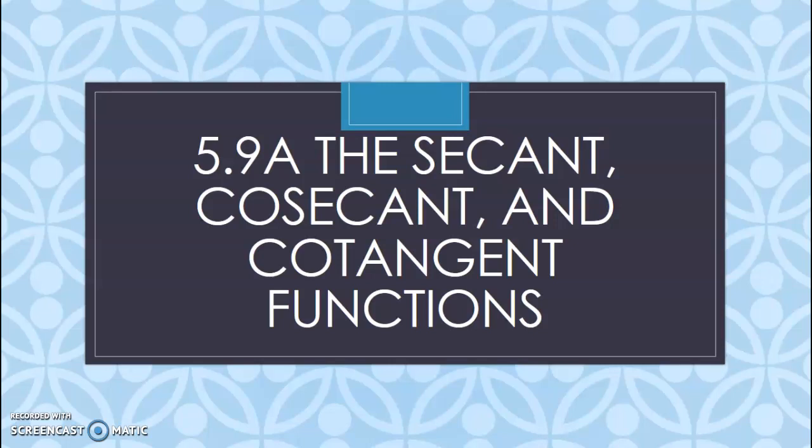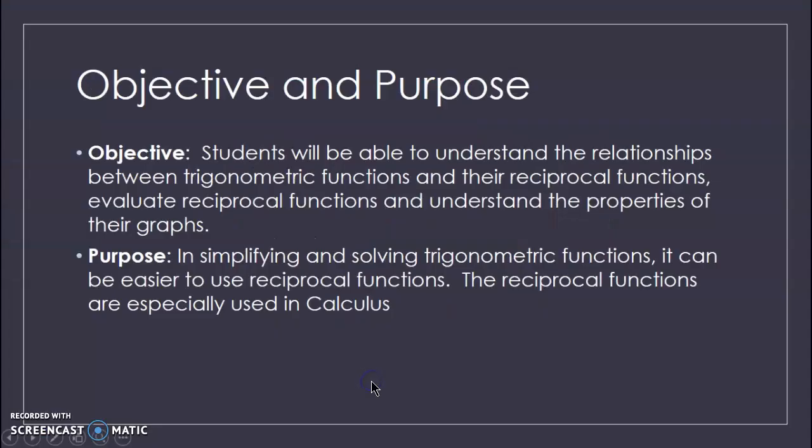cosine, and tangent themselves. So our objective for our lesson today is students will be able to understand the relationships between trigonometric functions and their reciprocal functions, evaluate the reciprocal functions, and understand the properties of their graphs. Our main focus for today is going to be to understand the relationships between trigonometric functions and their reciprocal functions. That's our main goal here, okay?